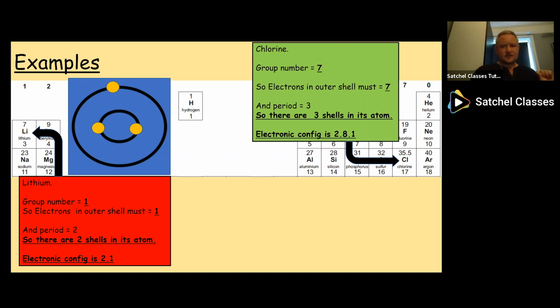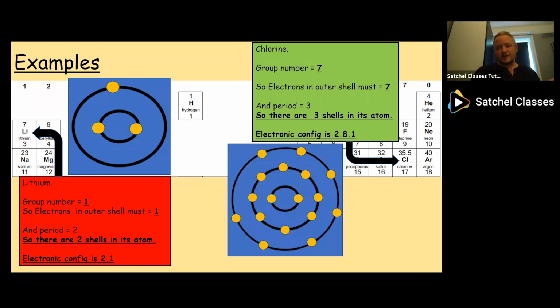And Mr. Johnson's made a mistake there because that should be 2, 8, 7, not 2, 8, 1. The third shell should hold 7, so the electron configuration is 2, 8, 7. And this is what it looked like as a diagram. Now I've used yellow spots or yellow circles to represent the electrons, but you can see on the first shell there are 2.